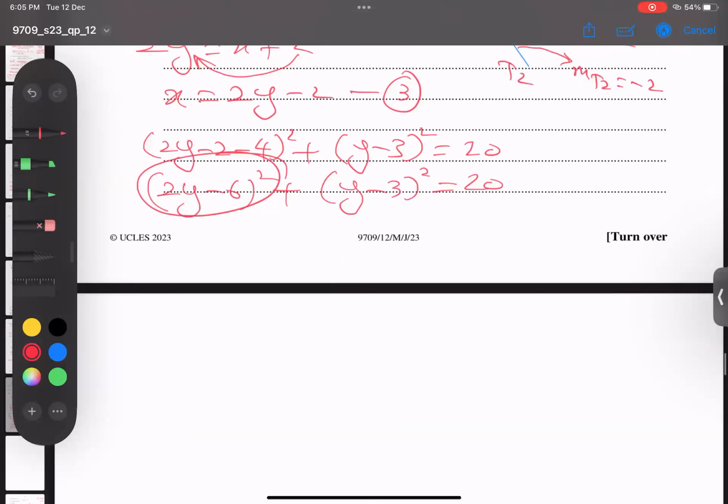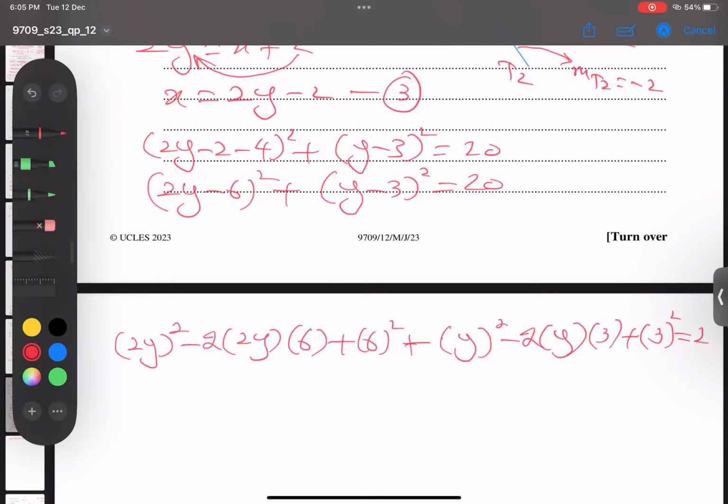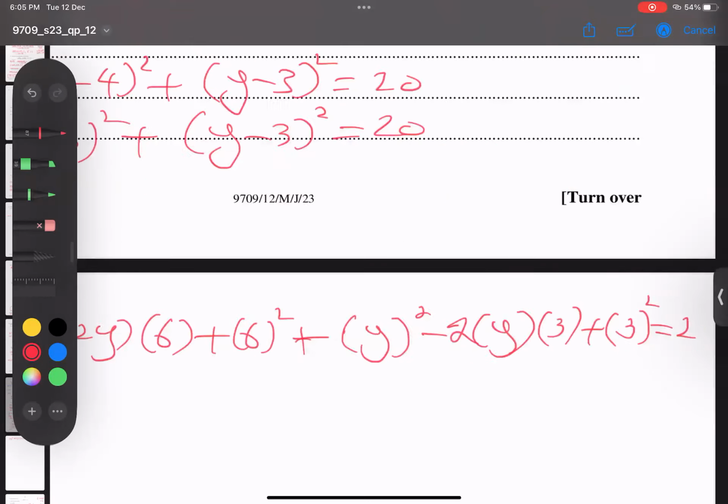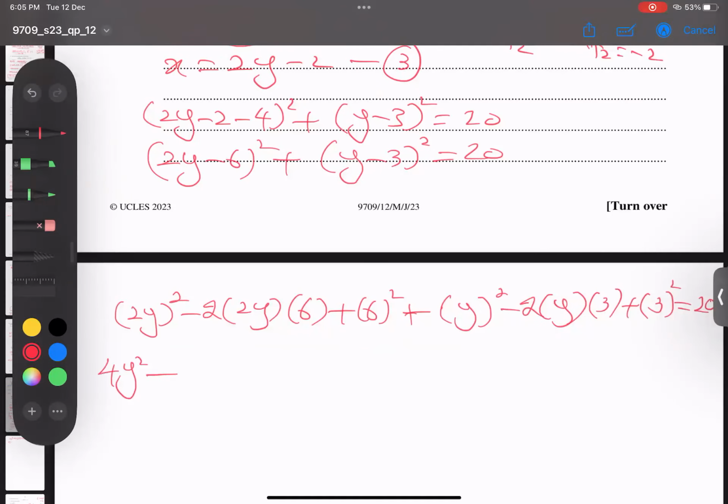Now I'm using the squaring identity, which is very helpful for us: first term square, minus 2 into first term into second term, plus second term square. Same story I'm applying here. So we get 4y square, 2 fours are 8, 6 fours are 24, and 36, y square, and minus 6y, sorry, plus 9 and minus 20.